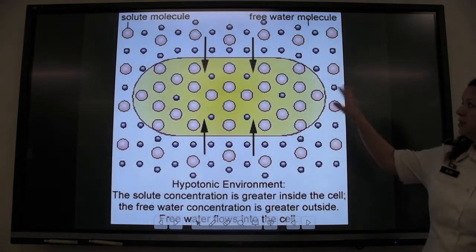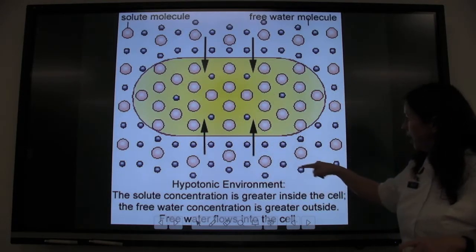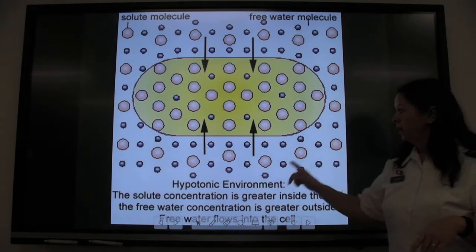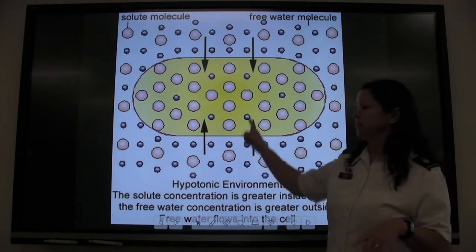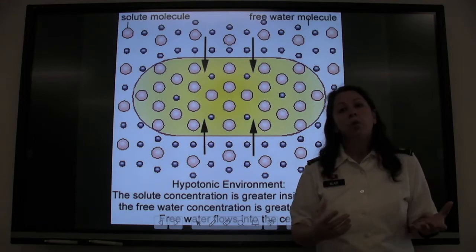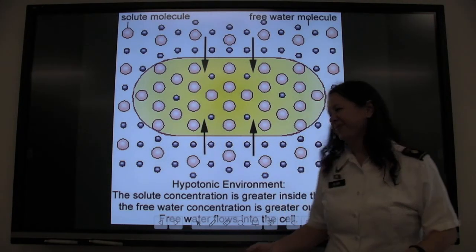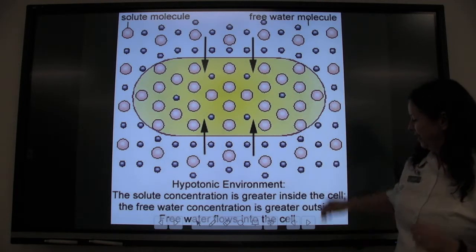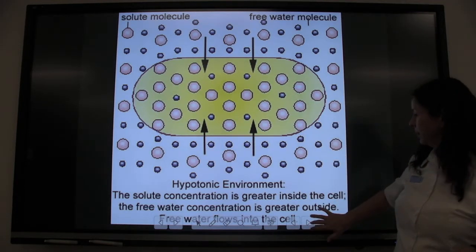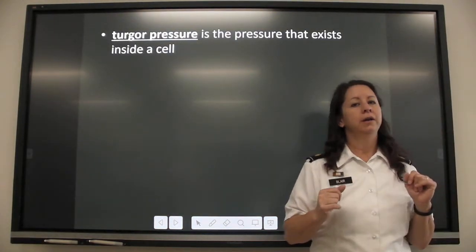All right? So this is what's happening here. See how there's not much water in here? But there's a lot of water out here, and that's going to make that water go into the cell. And as you push water into a cell, it's like putting water into a water balloon. It swells up, just like a water balloon. And so water's going in and the cell is swelling up. Now, when that happens, the turgor pressure increases.